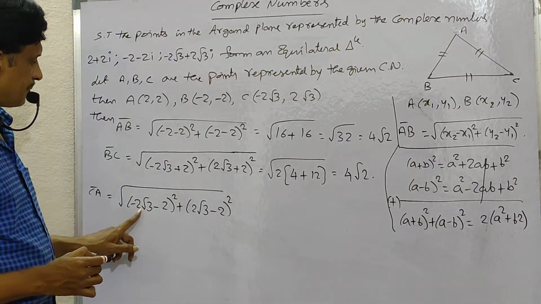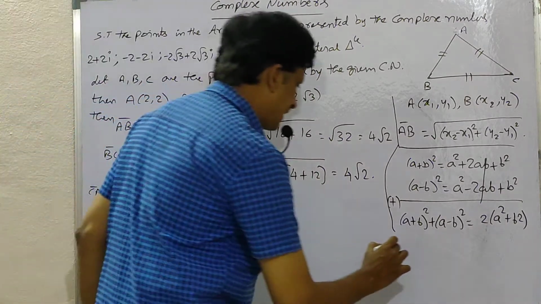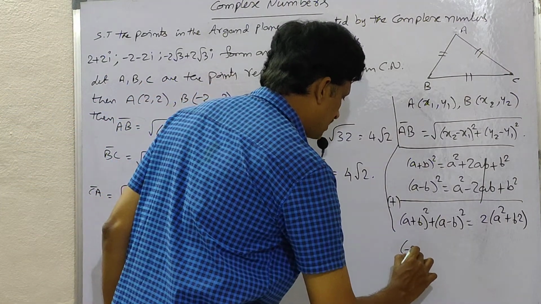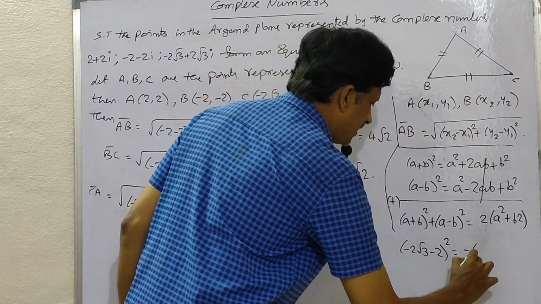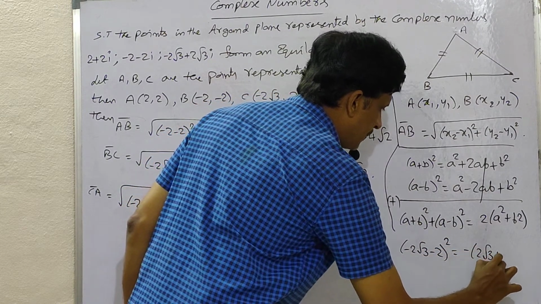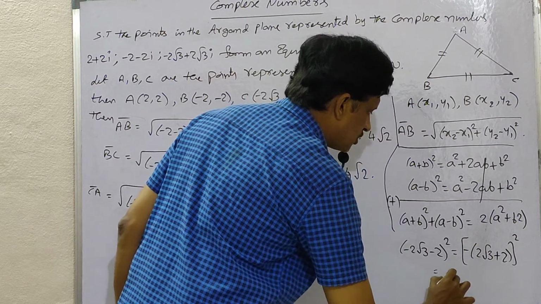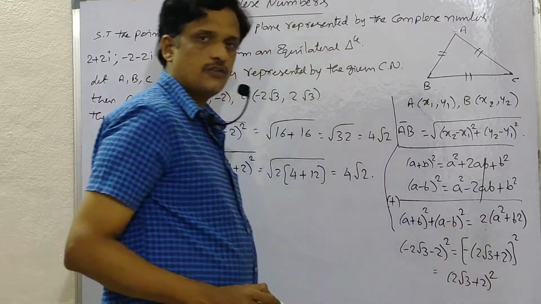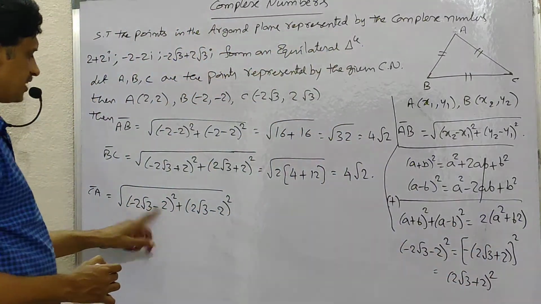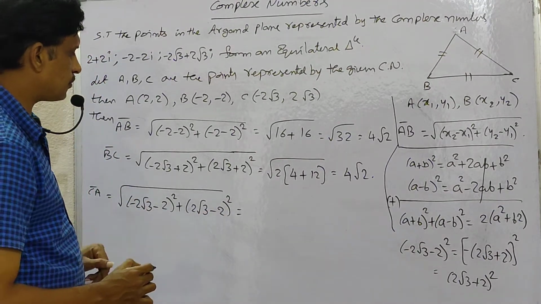So you can say one thing, minus 2 root 3 minus 2 whole square means, by taking common the negative sign, students just observe this one. Minus 2 root 3 minus 2 whole square, by taking common this negative sign, you are getting 2 root 3 plus 2 whole square. Whole square gives positive, so this will be 2 root 3 plus 2 whole square. And this is 2 root 3 minus 2 whole square.